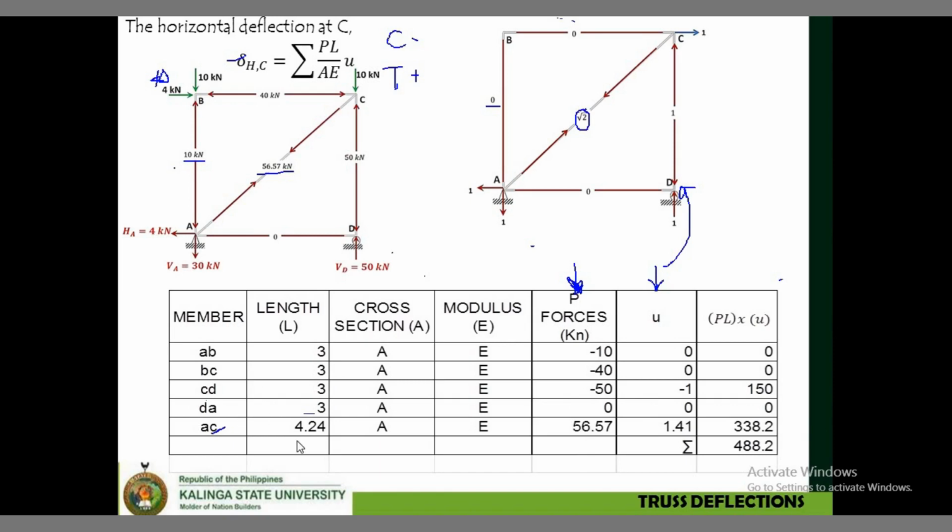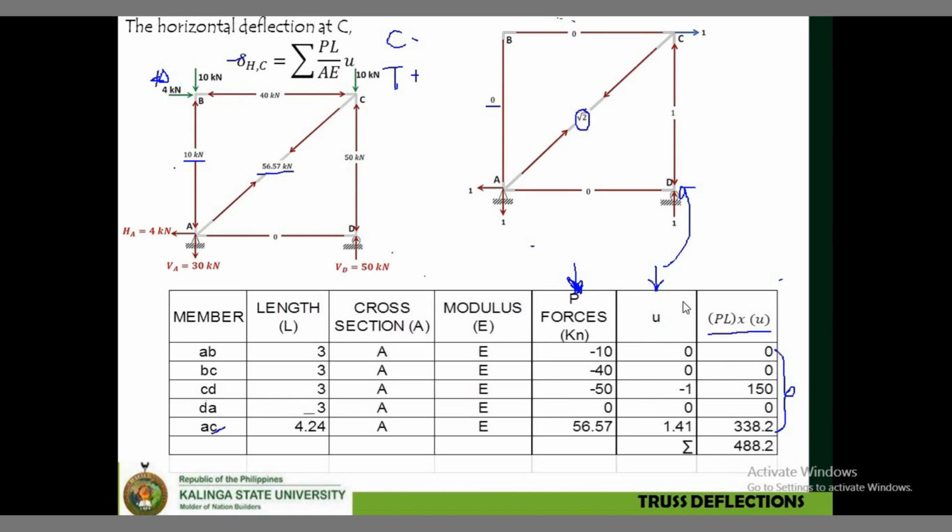56.57 times 4.24 times 1.41 is 338.2. Now, after na nakuha natin yung value ng ating PL times U, we need to take the sum of all of these from 0 to 338.2. The summation of this is equal to 488.2. We are not yet done.